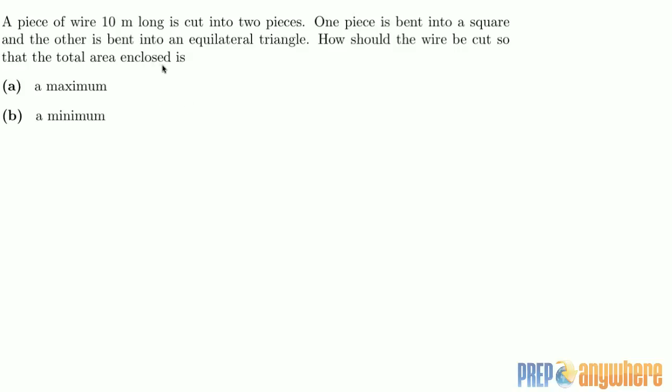Okay, so a piece of wire is cut into two pieces. One piece is bent into a square, and the other one an equilateral triangle. Okay, so I'm gonna pick my dimensions carefully.